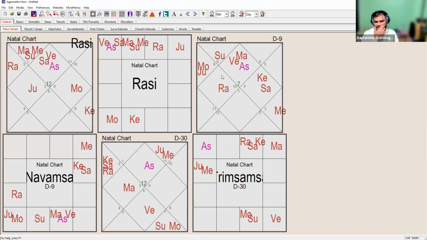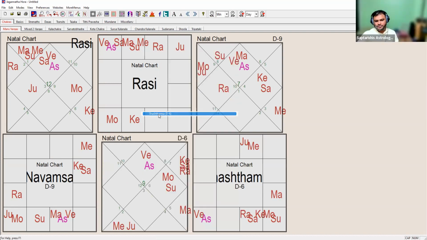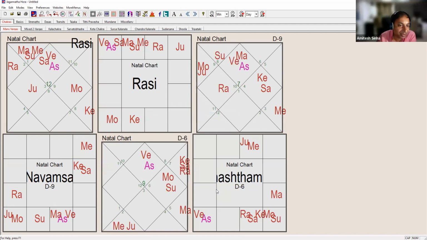So let's forget D9. Then what is the relevant divisional chart? Is it D6? Generally people don't consider D6 because it is not a part of Shodashvarga. What about D8? D8 is also not a part of Shodashvarga. You mentioned D12 earlier; D12 we can consider. But I use D6 personally, because even though it's not a part of Shodashvarga, in the Jaimini Sutram system, D6 and D8 both can be used.